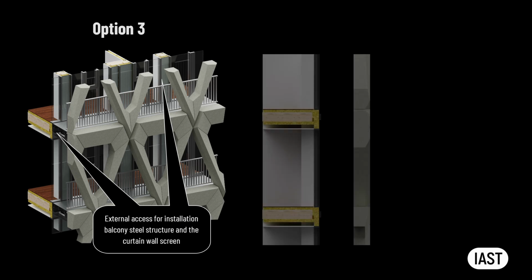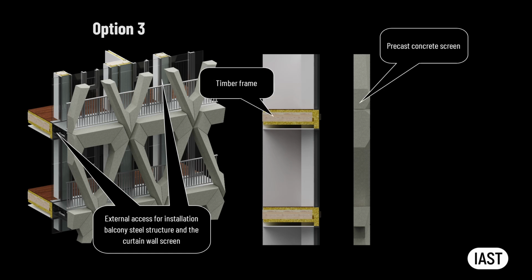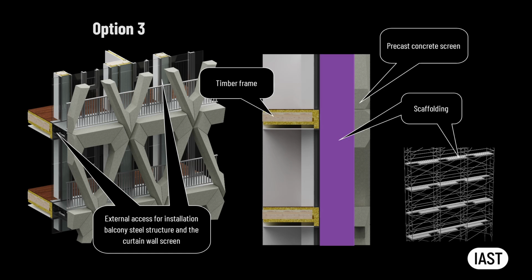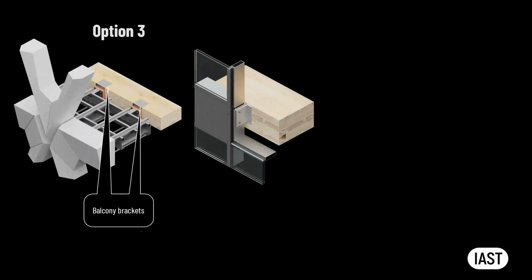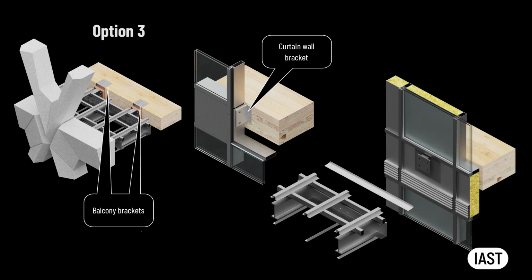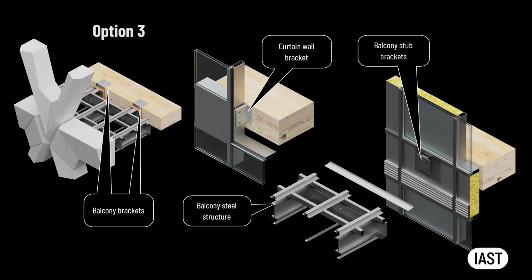The option involving timber frame and stick curtain wall will be slightly different. External access is required for installation of both the balcony steel structure and the curtain wall screen. While a temporary steel framework is in place to retain the existing precast concrete screen, scaffolding will be erected between the concrete screen and the timber frame. Balcony brackets as well as the curtain wall brackets will be installed at the cross-laminated timber slab edge at the same time. Once the curtain wall screen is installed, the balcony steel structure will be connected to the balcony stub brackets. Then balcony decking and soffits are installed as the scaffold is disassembled.